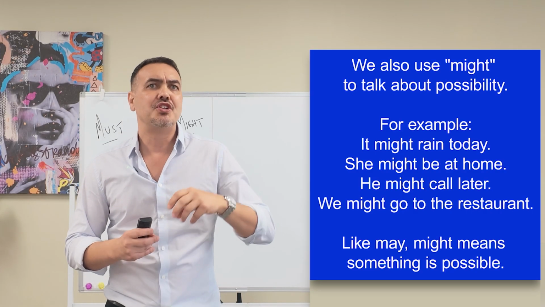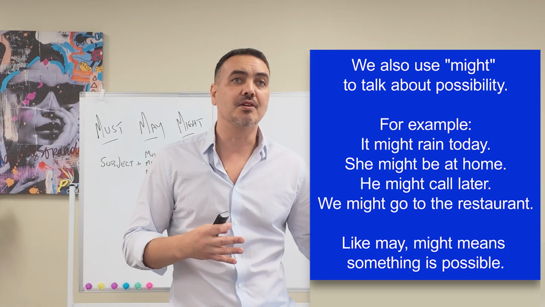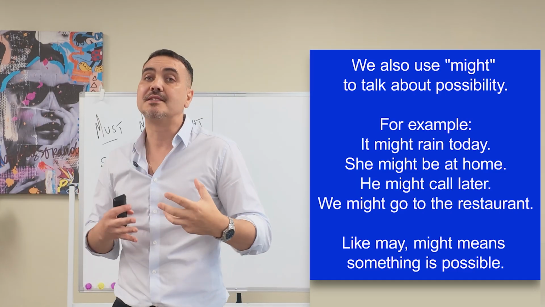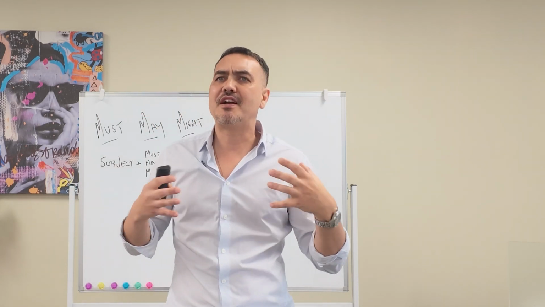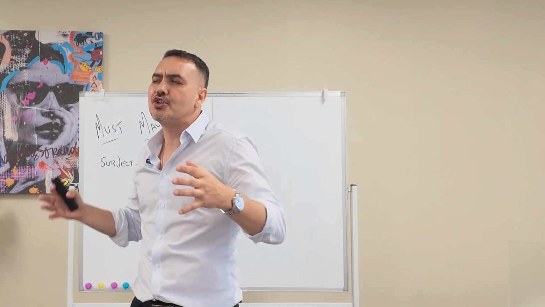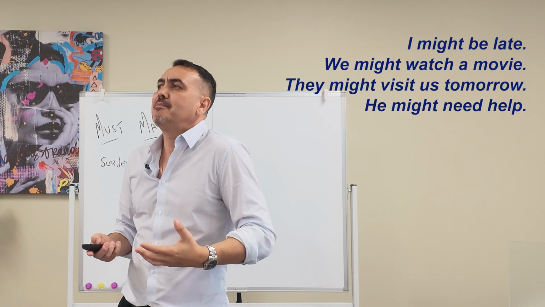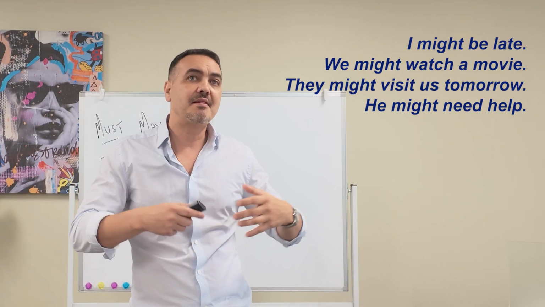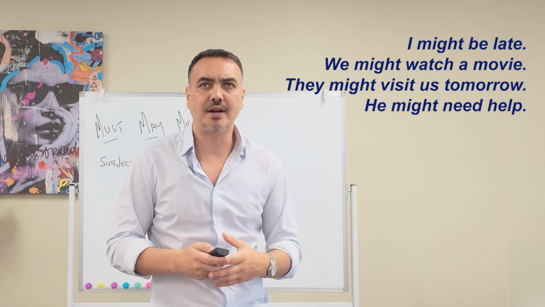For example, she may come to the party. This means it's possible. She might come to the party. Well, this also means it's possible, but maybe a little less certain. In everyday English, might is very common when we're just not sure about something. For example, I might be late. We might watch a movie. They might visit us tomorrow. He might need help.